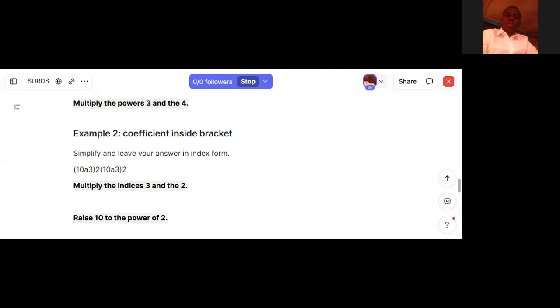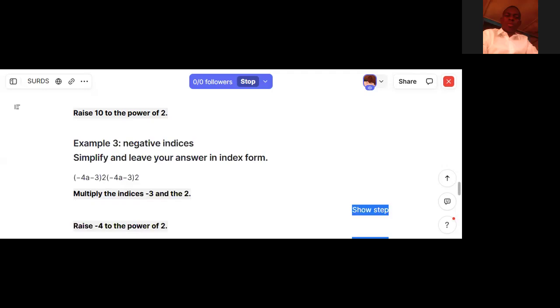Coefficient, I think I did mention something about that. Coefficient inside bracket. Simplify and leave your answer in index form: 10a raised to power 3, close bracket, raised to power 2. What we'll simply do is multiply the powers, which are 3 times 2, which is 6. So we have 10a raised to power 6. Simple as that.